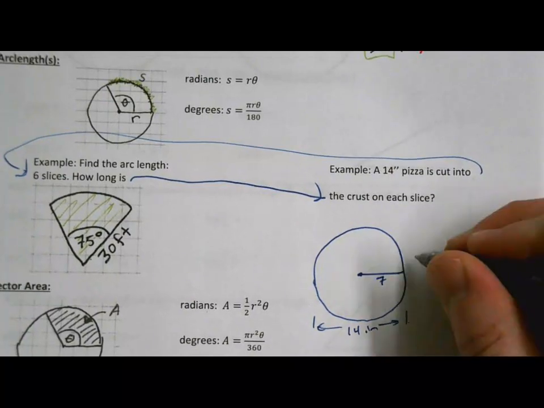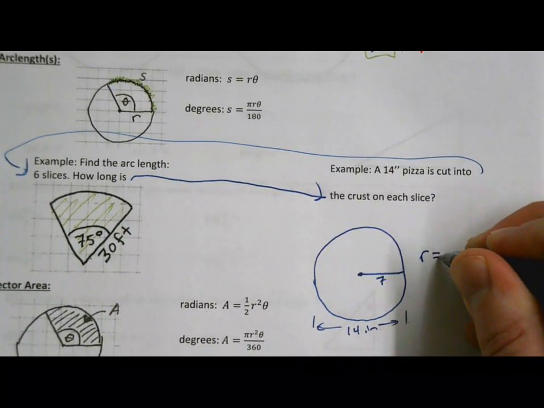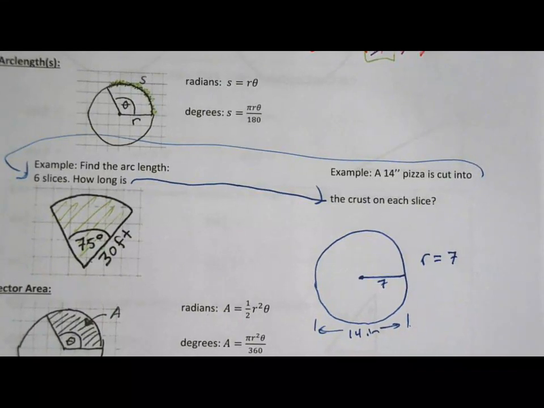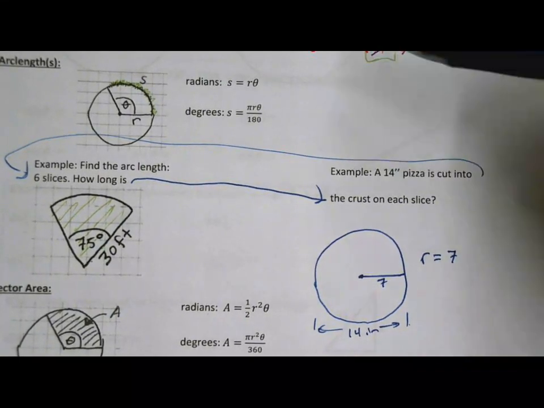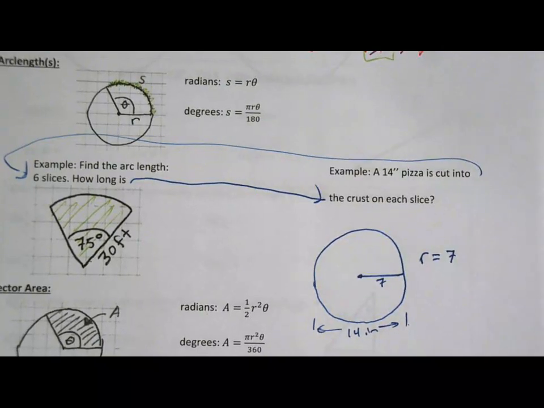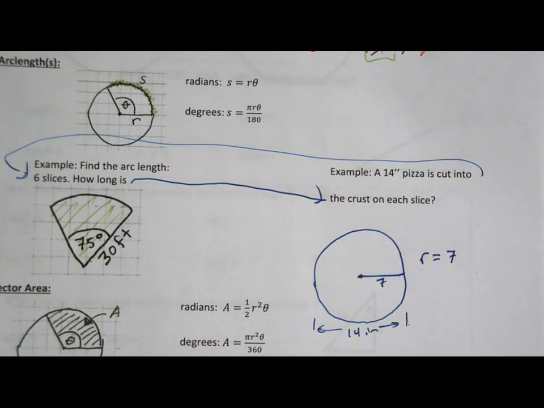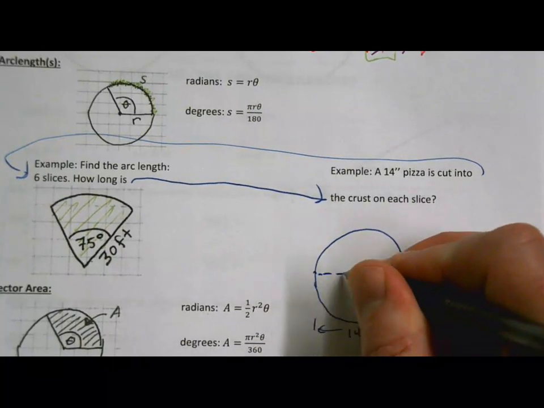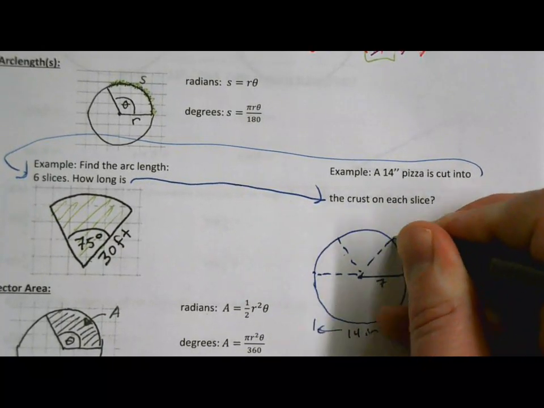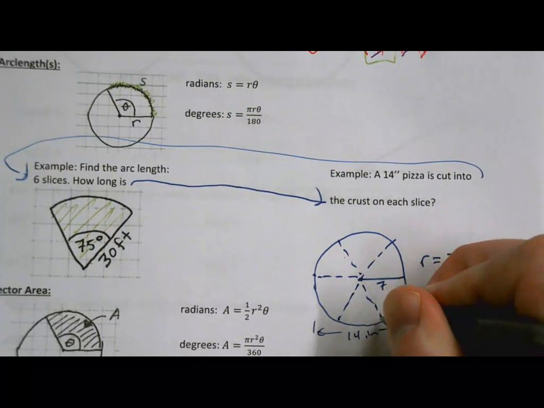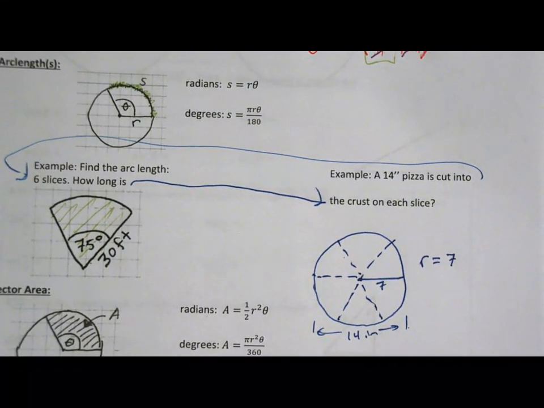That's useful because if we're looking for an arc length, we need to know r. R appears in both formulas, no matter which one we use. We're going to cut this into 6 slices, so let's cut it in half, and then cut it, and cut it, and cut it. The other thing that we're going to need to do this problem is theta.